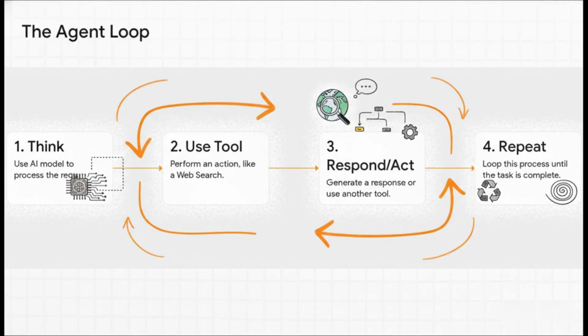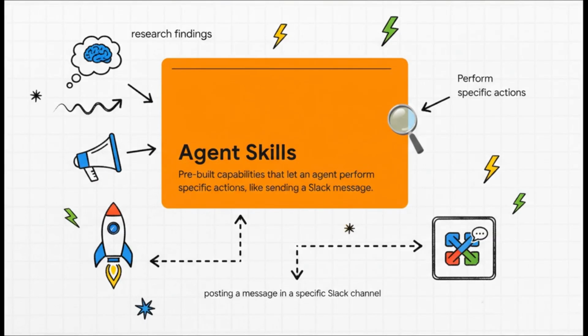So what really makes an agent different from a regular chatbot is this loop. An agent doesn't just give you a single one-shot answer. It can use an AI model to think, then maybe use a tool like a web search, analyze those results, maybe use another tool. And it just keeps repeating this cycle over and over until it's completed a really complex, multi-step task.